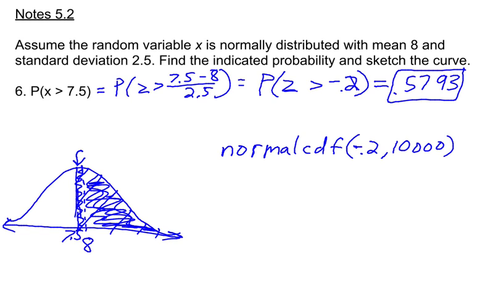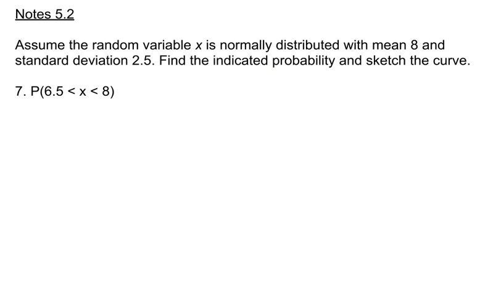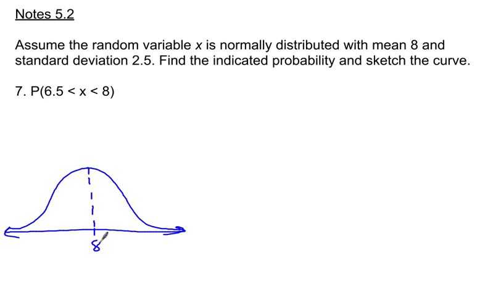And finally, for the last problem, we want the probability that x is between 6.5 and 8. On the normal curve, our mean is right here at 8, and 6.5 would be right about here. This area in between these two values is definitely going to be less than 1/2.